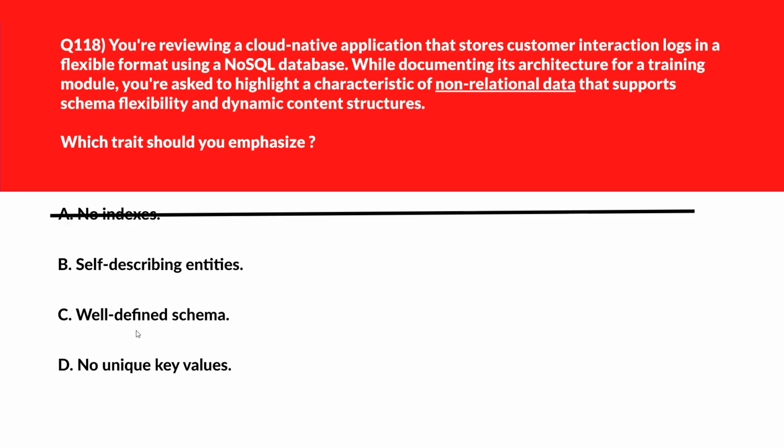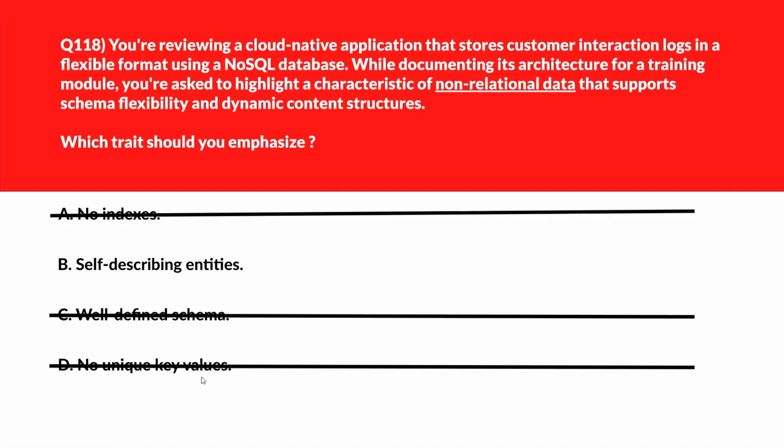C says a well defined schema. A well defined schema is a trait of relational systems, not non relational ones. We are looking for non relational data as per the question. C is wrong. We'll move to D. D says no unique key values. Unique keys can be used in non relational databases to ensure data integrity and retrieval efficiency. So here is just the opposite, no unique keys. So again we'll eliminate it.